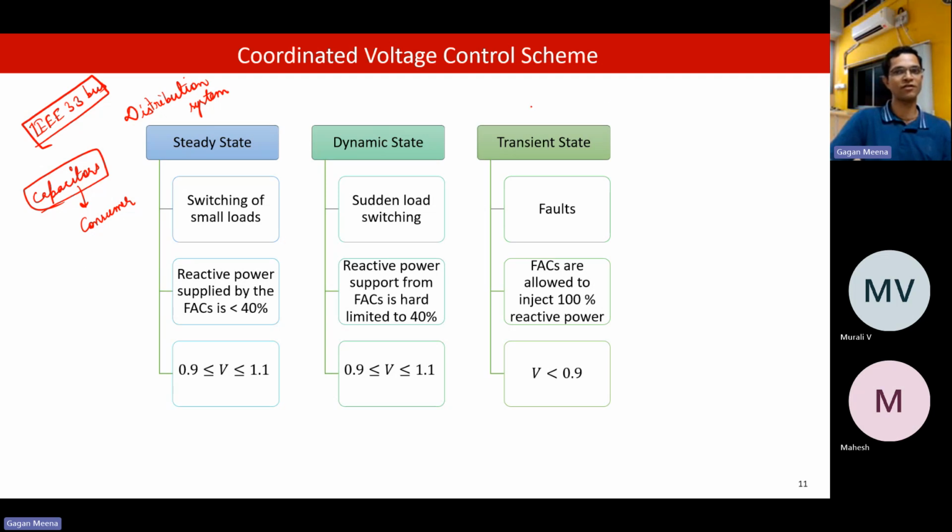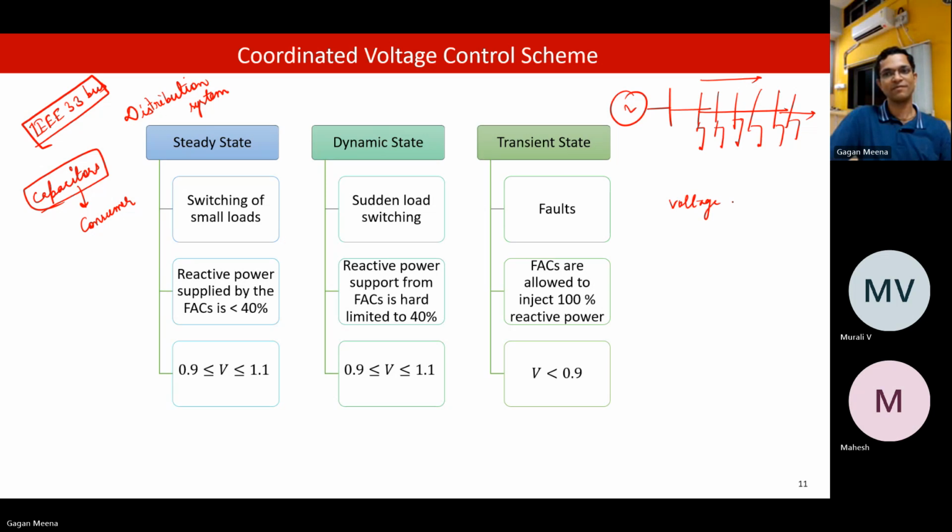OLTC is used, the on-load tap changing transformer. Say this is a source bus, this is one feeder, and several loads are connected here. Because these loads are connected, and we know that the R by X ratio is quite high in distribution systems, resistance is more, so the voltage drop is more. Maintaining the voltage profile in a distribution system is the main concern. So voltage regulation is a major concern in distribution systems.